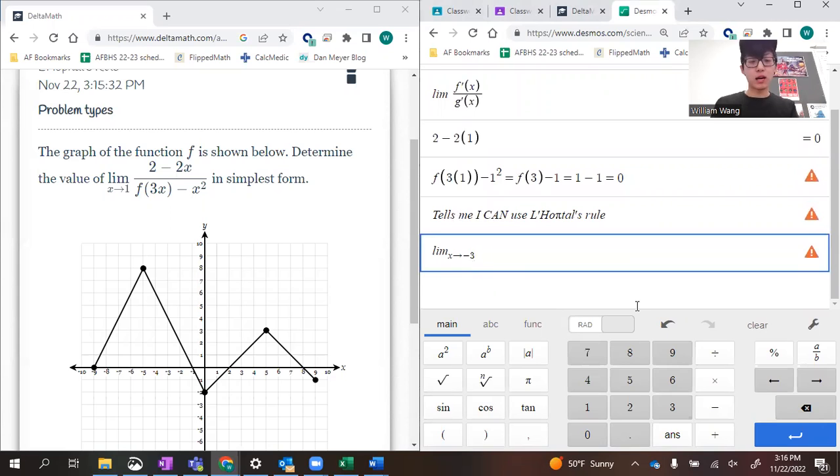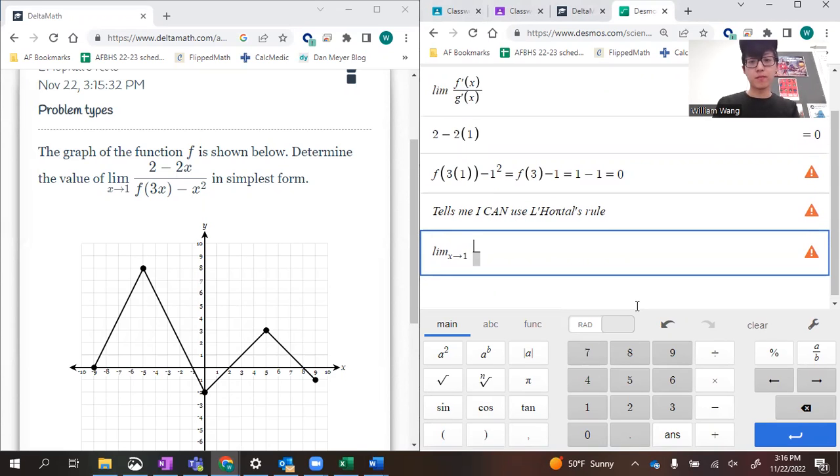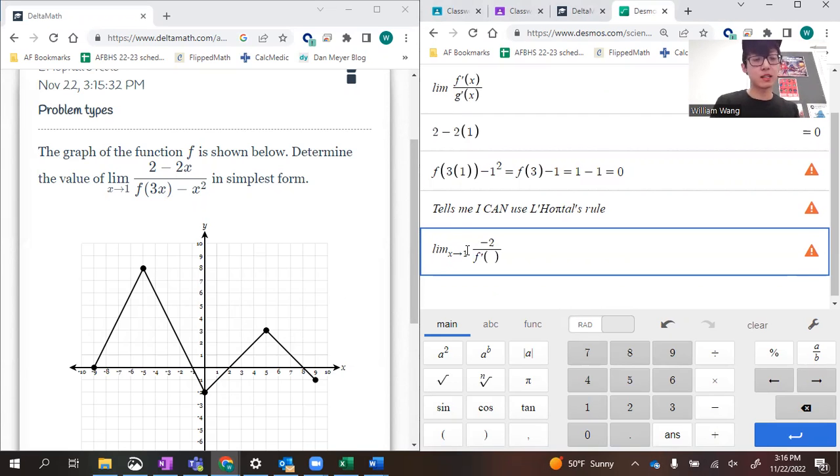All right, so let's apply the rule. The numerator, derivative of 2 minus 2x, that's just going to be -2. Derivative of f of 3x. Well, this is a chain rule, right? My outside function is f, so the derivative of the outside is just f prime, and I leave the inside the same. So f prime of 3x. Right? Now I multiply by the derivative of the inside. The derivative of the inside, derivative of 3x is just 3. Cool.